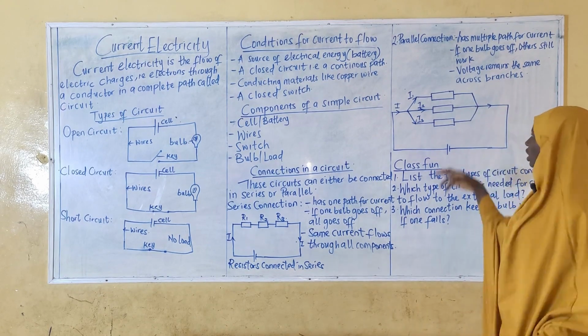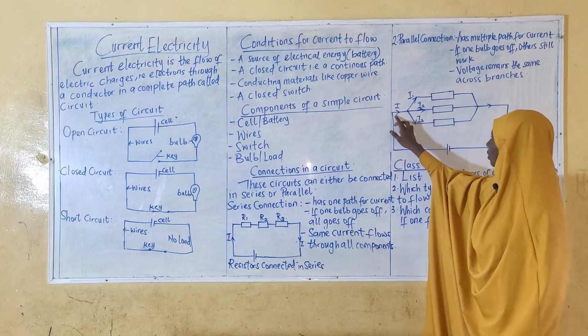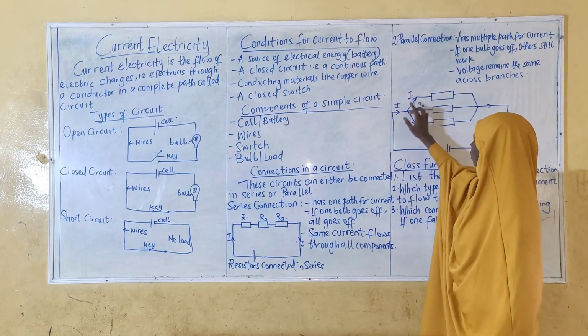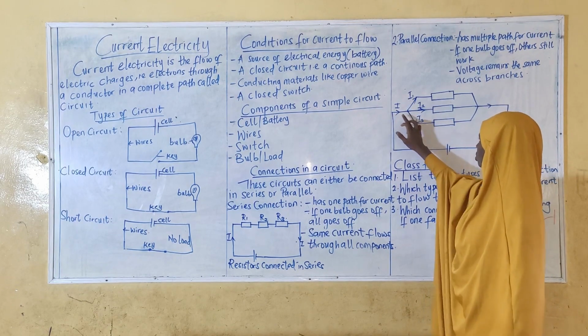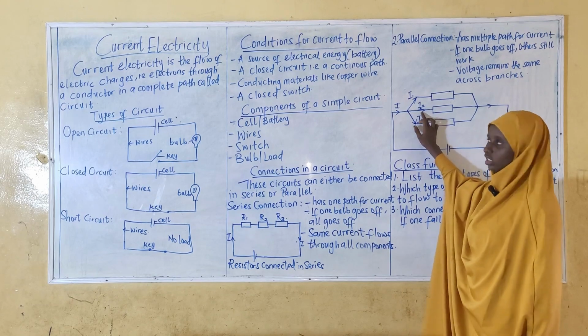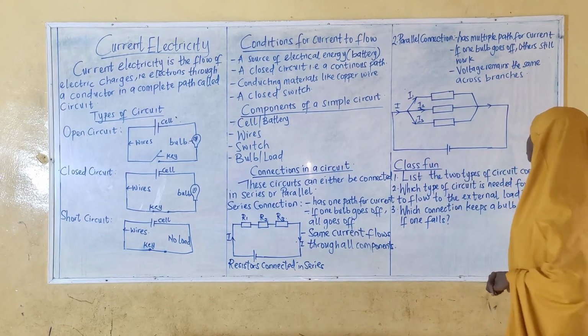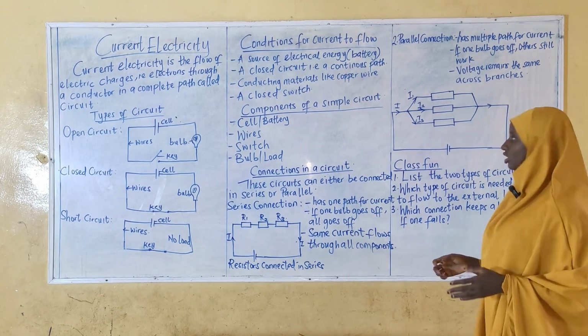Now, the next one, if one bulb goes off, because there is a current flowing through this path, this bulb will still come on. It's only this I2 that is going to be affected. Now, the last one is that the voltage remains the same across all branches.